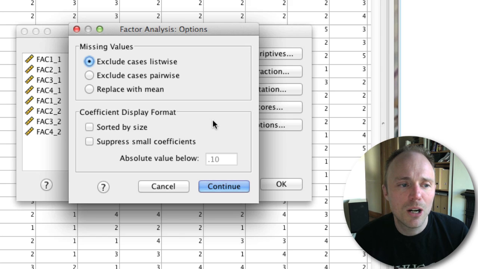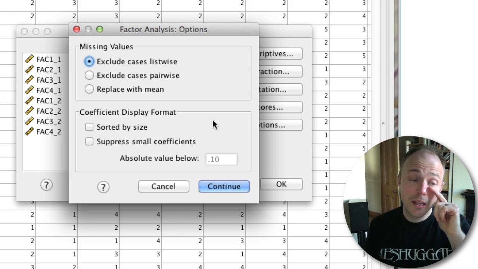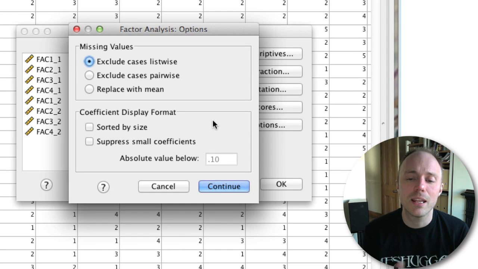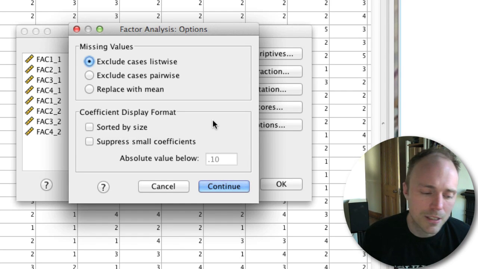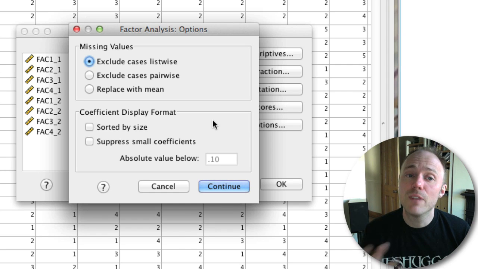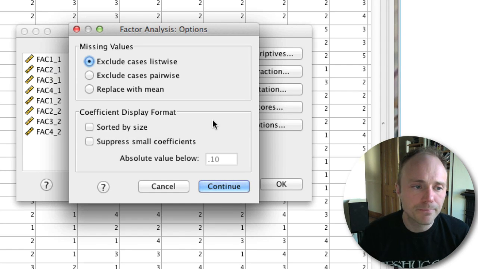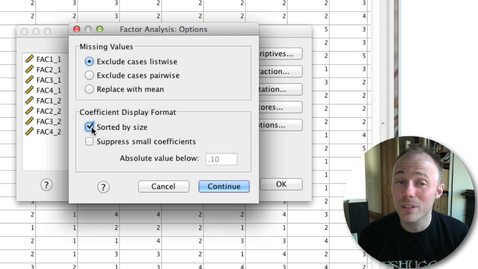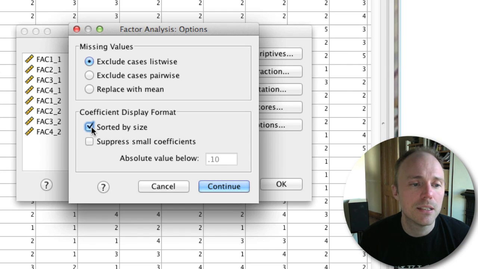In terms of the bottom half of the options, there are a couple of useful things. The first thing is this basically determines how you display the factor loadings, and the factor loadings tell us about how each variable relates to a particular factor. So first of all, we can sort them by size. This is quite useful because it will list the variables in order of their factor loading, so it just makes the table quite easy to read.